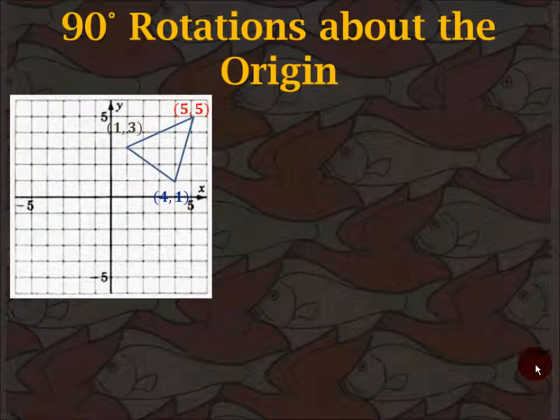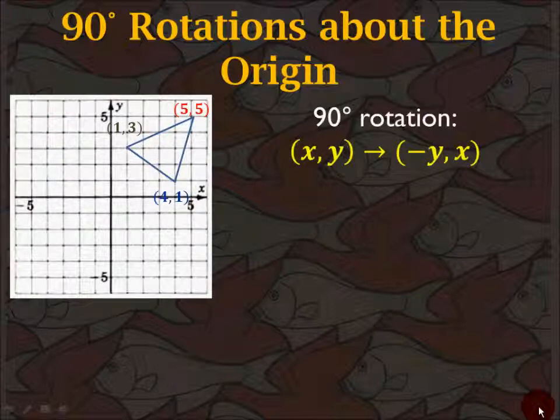For 90 degree rotations, we have another rule. Remember, we're going counterclockwise unless you're told otherwise. So you're going to move this one and rotate it this direction. So this triangle is going to end up in this quadrant, the second quadrant. So the rule for a 90 degree rotation, (x, y) becomes (-y, x).